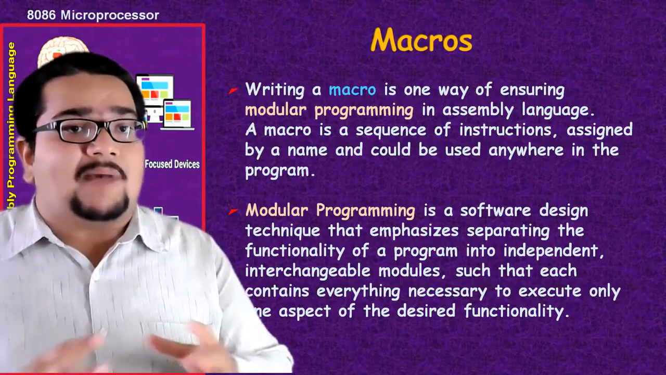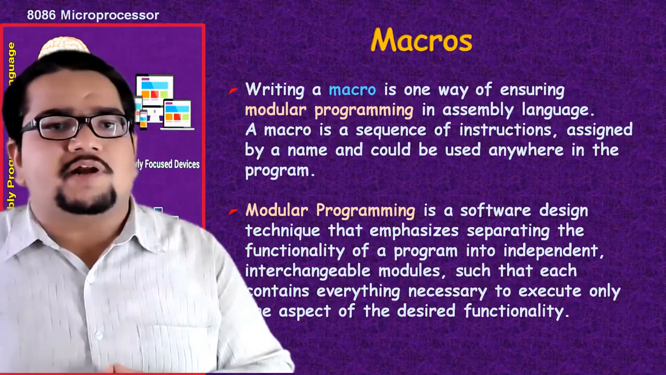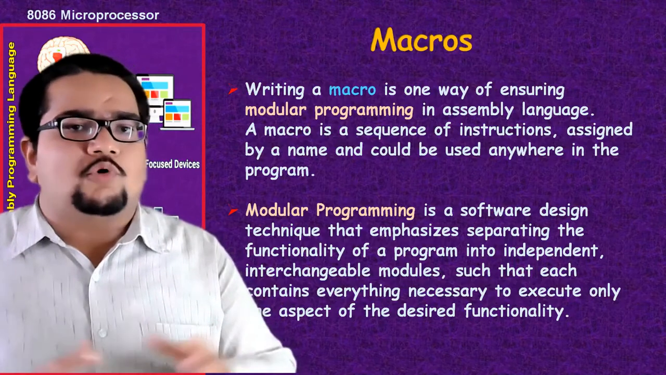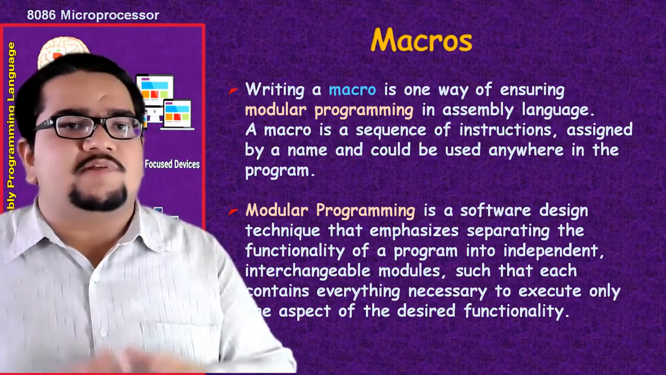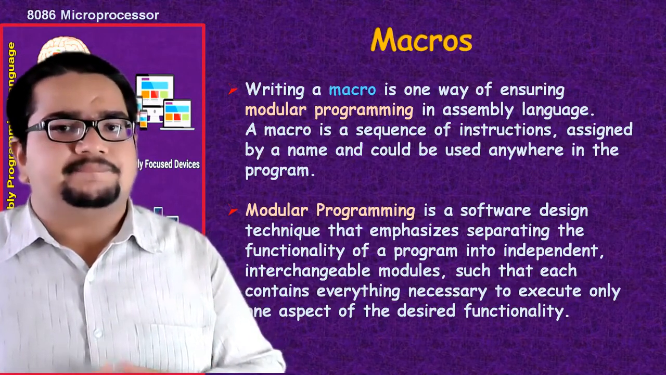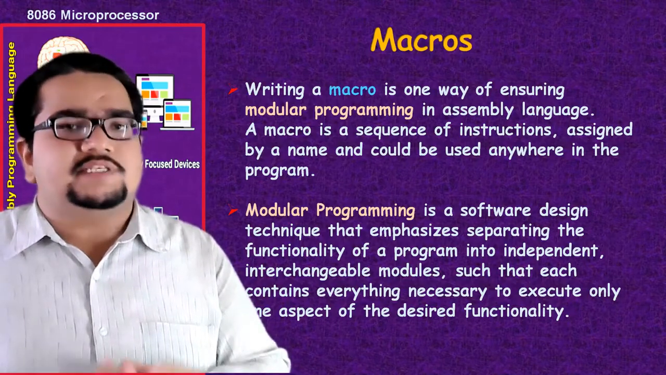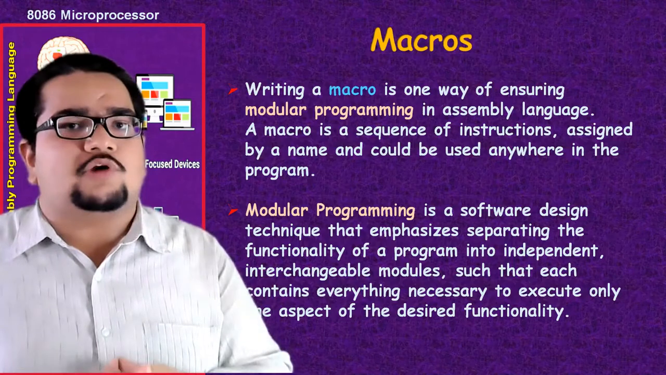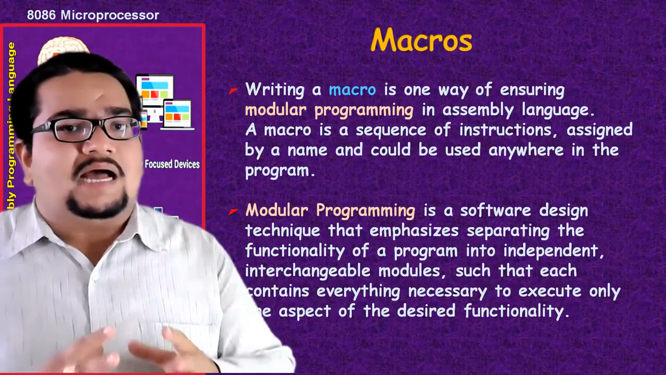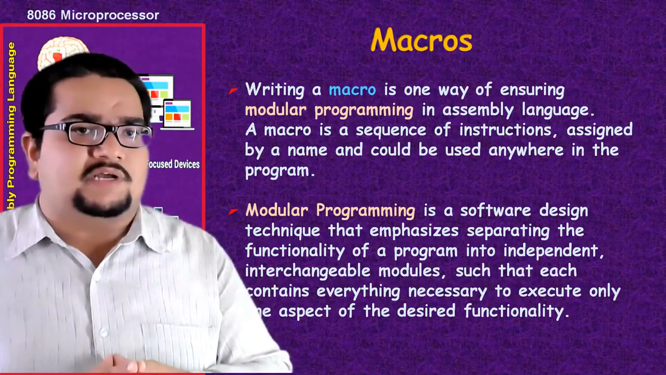This enables parallel development in the software industry. Everywhere in the software industry, all the different heavy and big projects are broken into different modules, and individual teams work on individual modules to make the whole software program run. Anyhow, macros and procedures are the two ways in which we can ensure modular programming in assembly language programming. Here, a macro is a sequence of instructions assigned one name, and we can use it any number of times in the program as required.